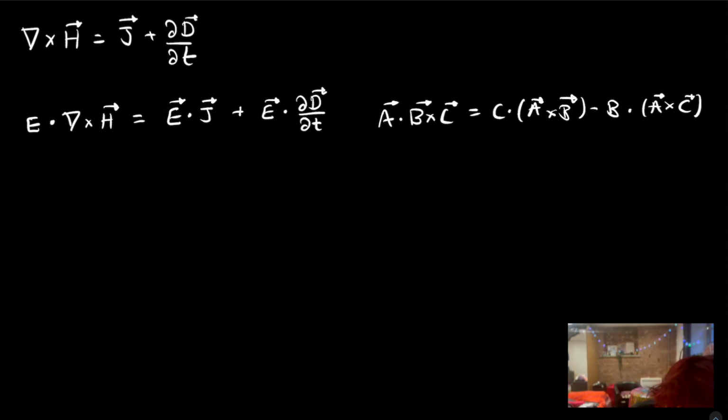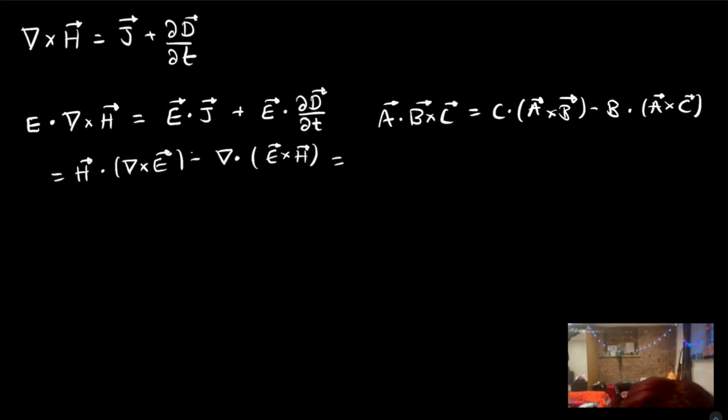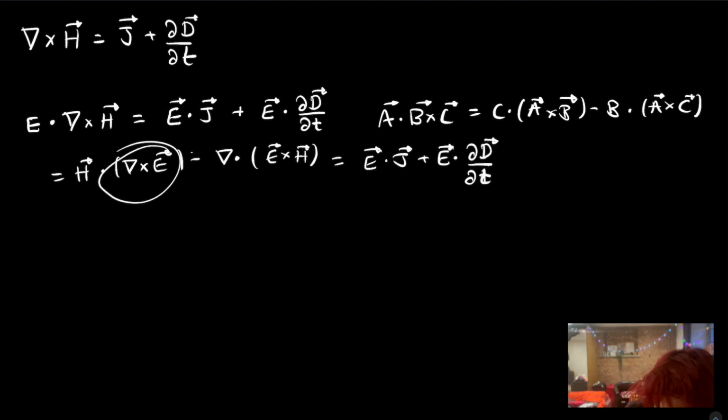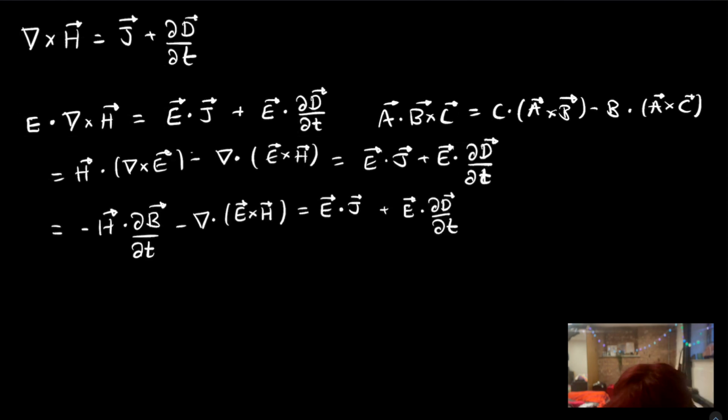When we apply this to the left-hand side, we get that this is equal to H dot curl E minus the divergence of E cross H right here. And this is all going to be equal to the right-hand side. Well, this curl E right here, we know from Maxwell's third equation that this can be written as minus dB by dt. And so we can go ahead and substitute that in to this equation right here. And we get all of this right here.